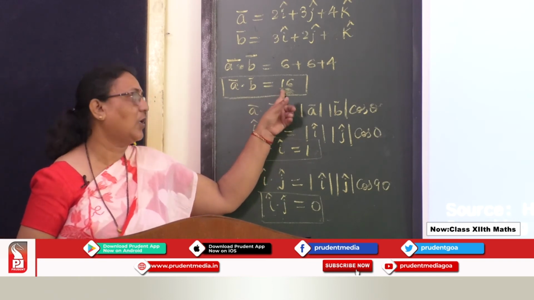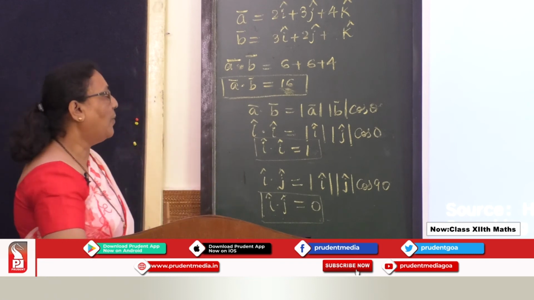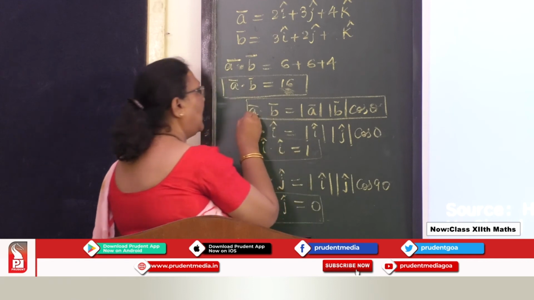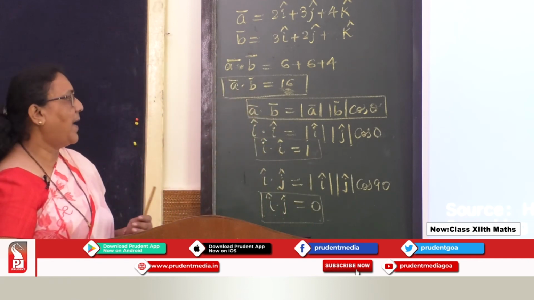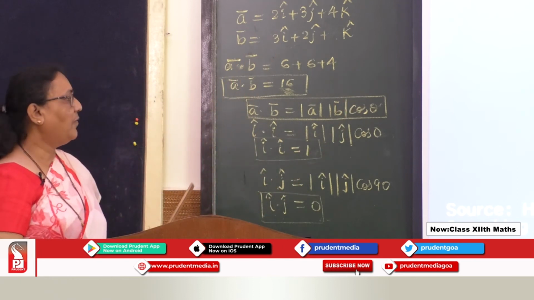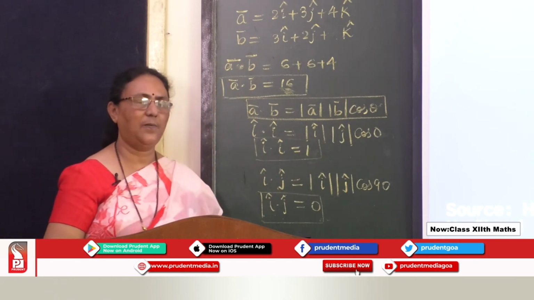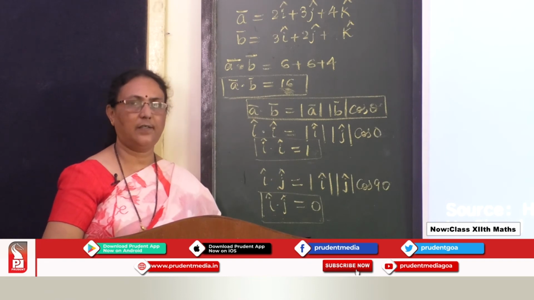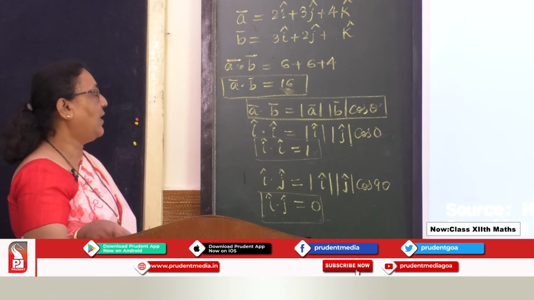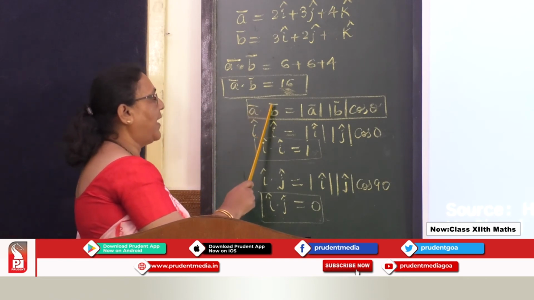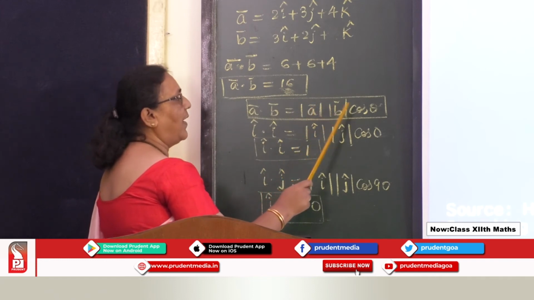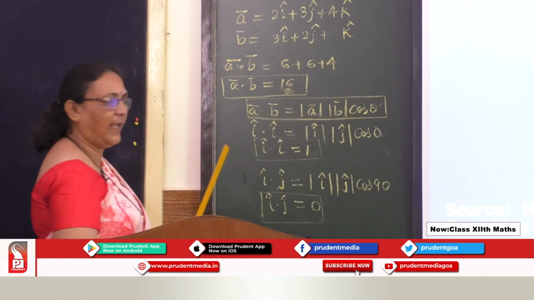scalar or dot product. Now the formula to find this: A dot B is AB cos theta, magnitude of A into magnitude of B and cos theta. Now we know that i and j are two unit vectors along the x and y axis respectively. Then i dot i: magnitude of i, magnitude of i, and the angle between i and i.